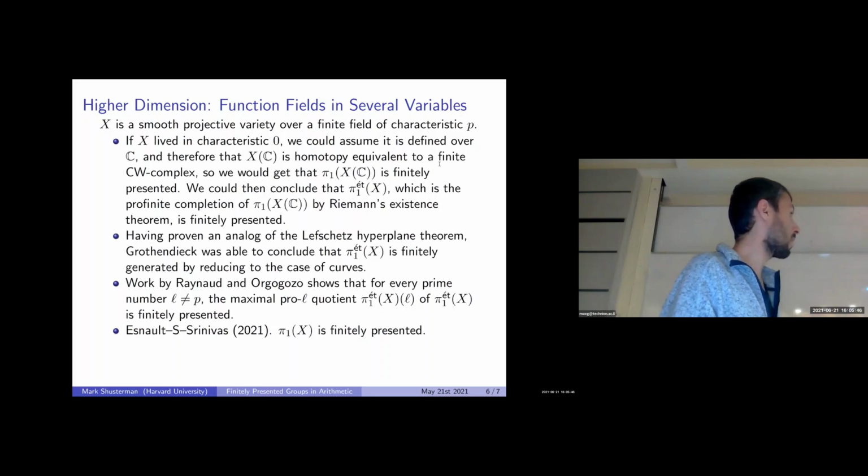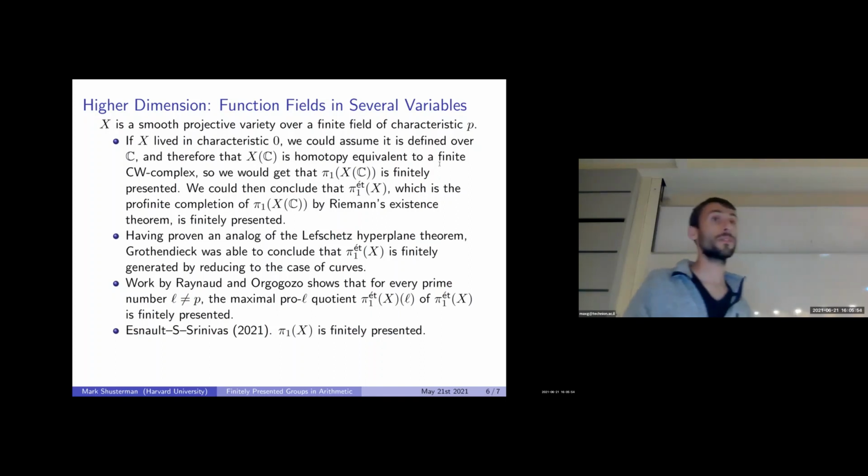An important restriction in this theorem is that L is not equal to P. So for example, they were not able to treat the P part of the fundamental group, where P is the prime, which is the characteristic of the field over which the variety is defined.